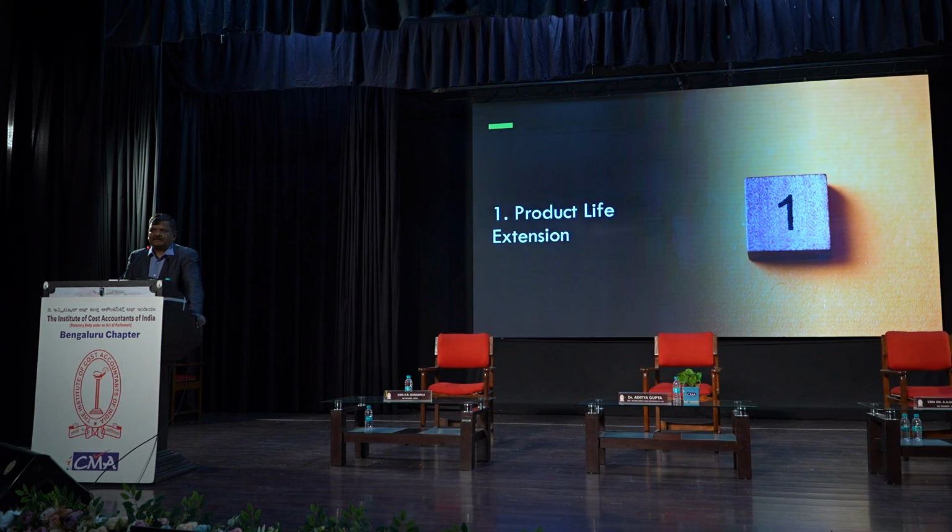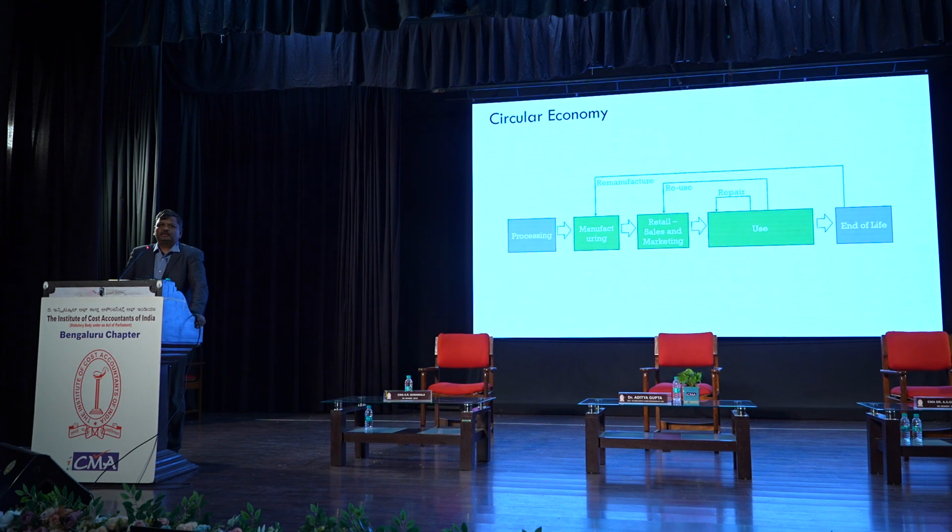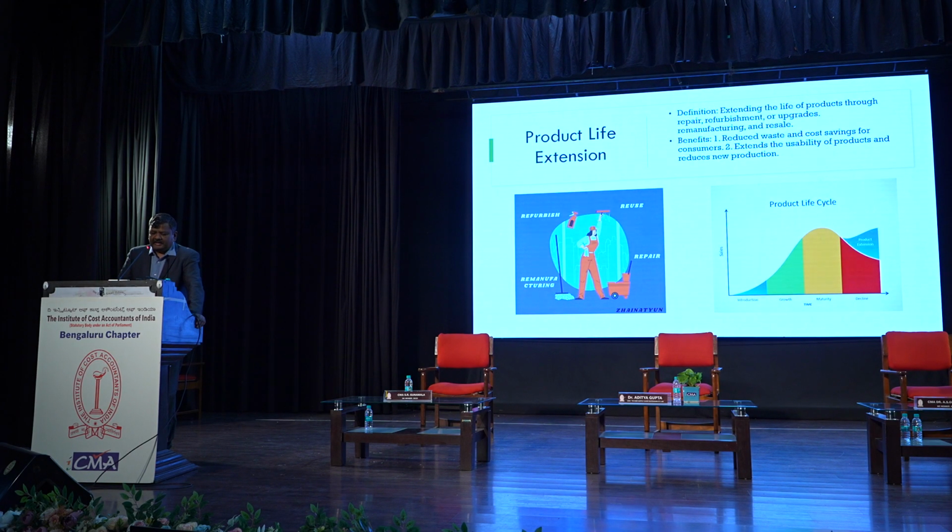So let me start with the first model, which is product life extension. What we are basically trying to do in product life extension is extend the economic life or the usable life of the product. And this we can do in multiple ways. We can do it through repair, remanufacturing, refurbishing, upgrades, and resales. So there are multiple ways by which we can achieve this.